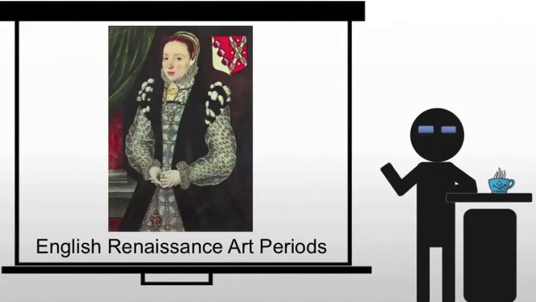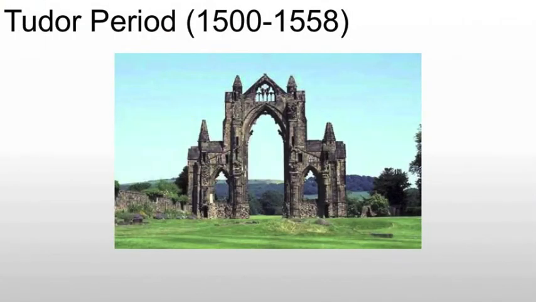The Italians have the Trecento and the Quattrocento, etc. The French have their periods based on who's on the throne at the time, and the English will have periods as well throughout the English Renaissance. So we start, of course, with the Tudor period. This is basically Henry VII, Henry VIII, everything up to Elizabeth.